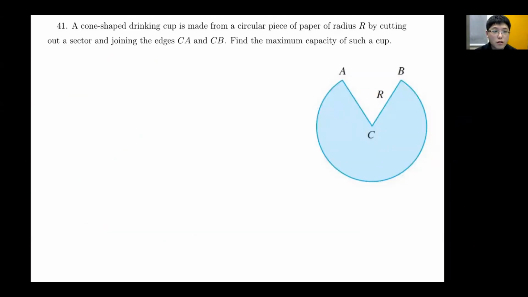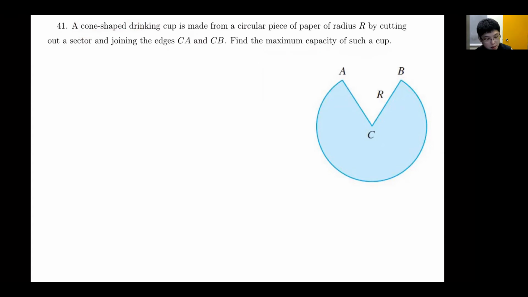Okay, number 41 is an interesting but tricky geometric problem. So it says the following. A cone-shaped drinking cup is made from a circular piece of paper. And how do we make that? So we can cut out a sector. So this is actually the sector that's missed from the circular paper. And then we join the edges of CA and CB. So basically we attach these two sides, and that way we will be able to get a cone-shaped drinking cup. So in this form over here. Okay, so the question is to find the maximal capacity of such a cup.